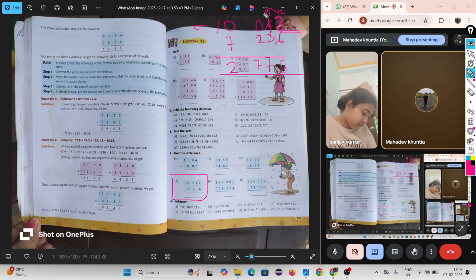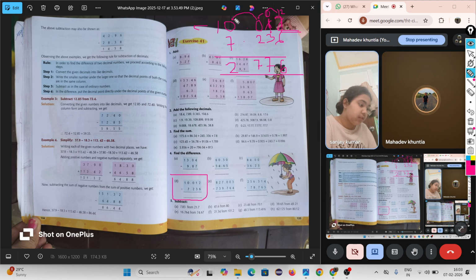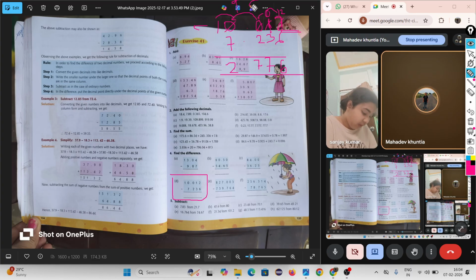The side number is 0, so it cannot give you 1. From 10 it is impossible, so from 1, it becomes 9, and it becomes 10. 10 minus 3 is 7. 9 minus 2 is 7. 9 minus 7 is 2. Yes, correct.